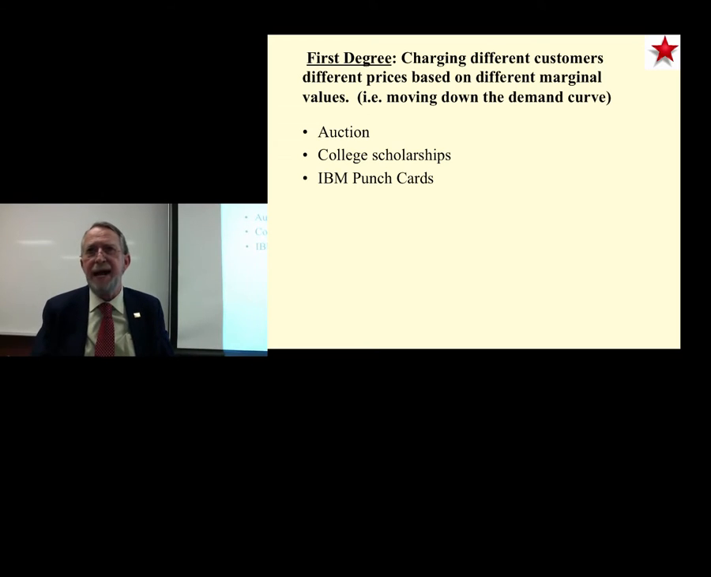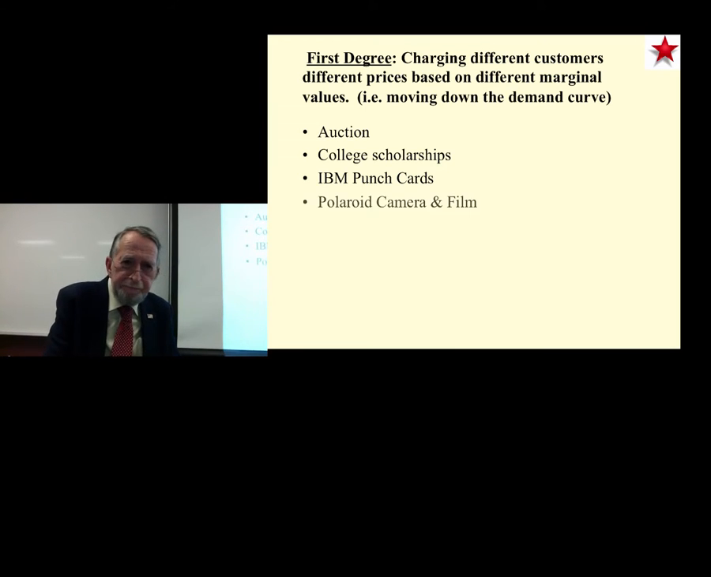No, it was a standard lease price for the machine. Right. If you have two machines, you have the same lease price for each machine. Good. Polaroid came out with a camera that actually developed the film on the spot.